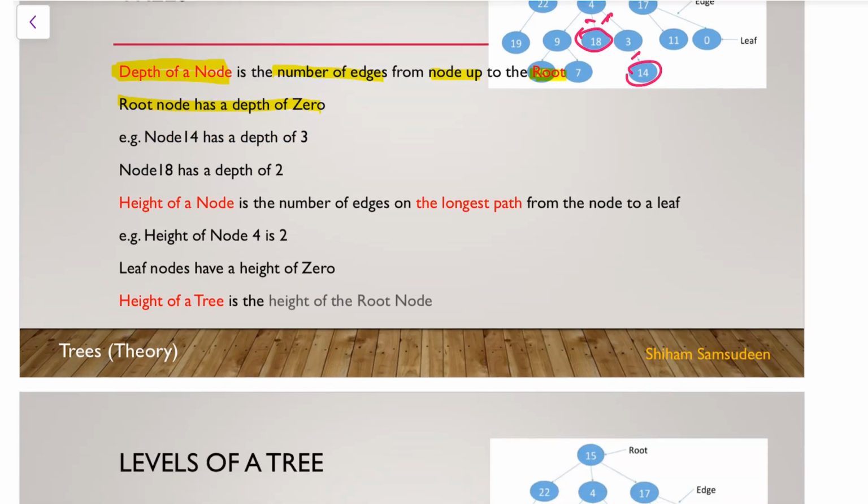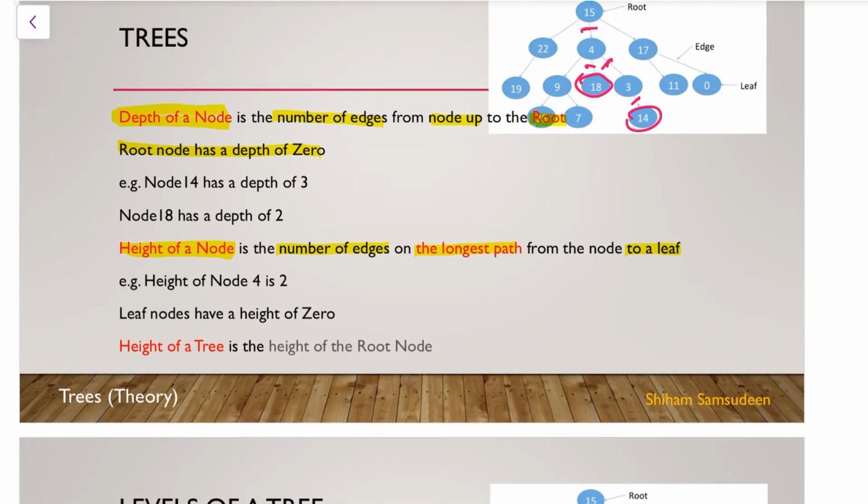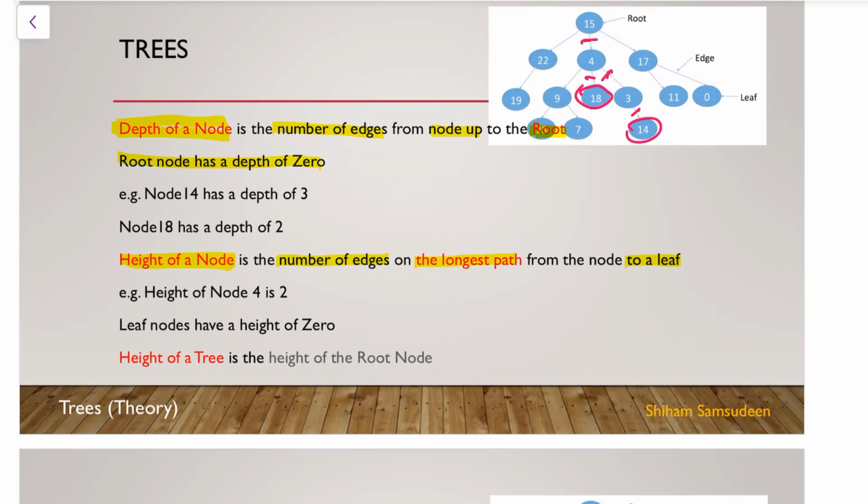All right. Now another terminology that is used here is height of a node. So height of a node is the number of edges on the longest path from the node to a leaf. Right? So height of a node means the number of edges on the longest path from the node to the leaf. So previously depth is from the node to the root, height is from the node to the leaf, right?